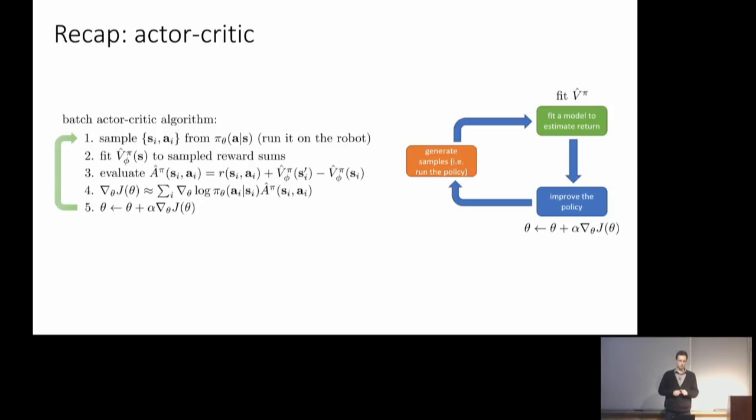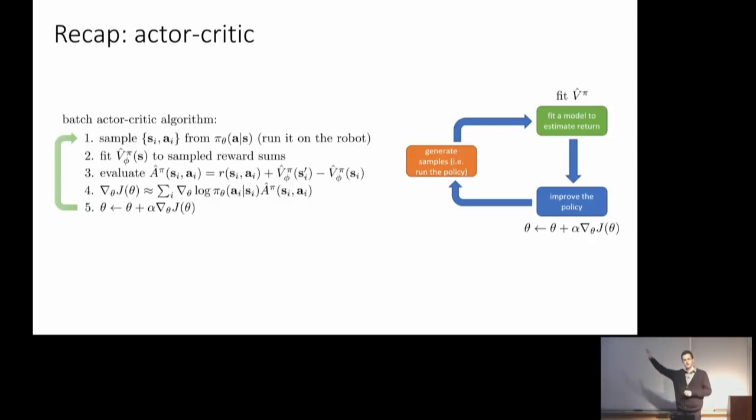And then, unlike policy gradient, you're going to actually estimate a value function, which we refer to as V hat pi, which is going to try to estimate what is the total reward that you will get if you start off in some particular state and then follow the policy. And we talked about different ways of fitting V hat pi, like, for example, regressing onto Monte Carlo returns or using bootstrap.